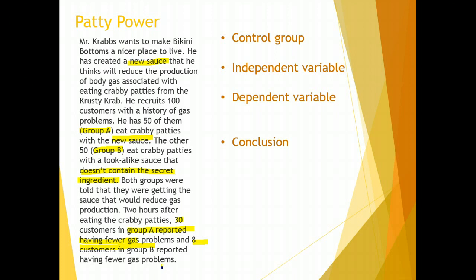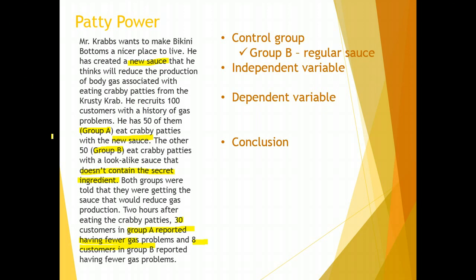Okay, let's go ahead and take a look at the control group. We notice that Mr. Krabs has placed his customers into 2 groups, A and B. Which one got something new? Which one got the tested thing? Whichever group got the tested thing would be the experimental group. The group that did not get the tested thing would be the control group. So if you guessed that Group B is the control group, that's correct, because Group B customers got the regular sauce.